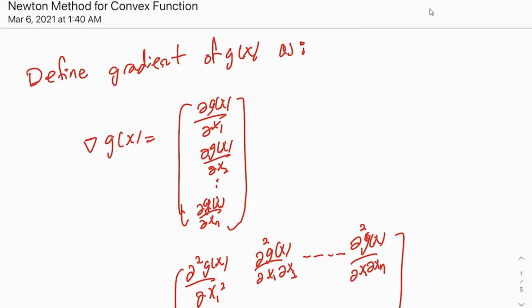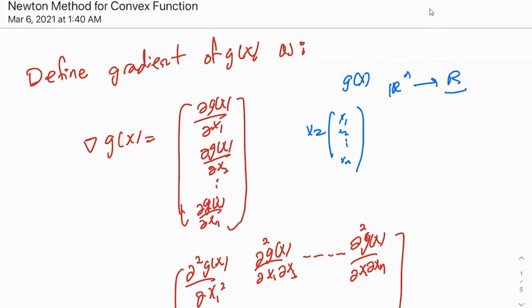So assume you have a scalar value function g of x. What I mean by scalar value means that g of x is a function from Rn to R, right? What I mean by that means that x is n-dimensional. So x is x1, x2, all the way to xn. So this is the domain of a function, and this is the codomain, right? R. So the values I can obtain.